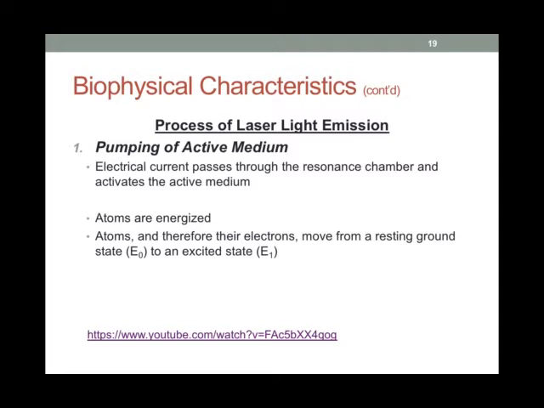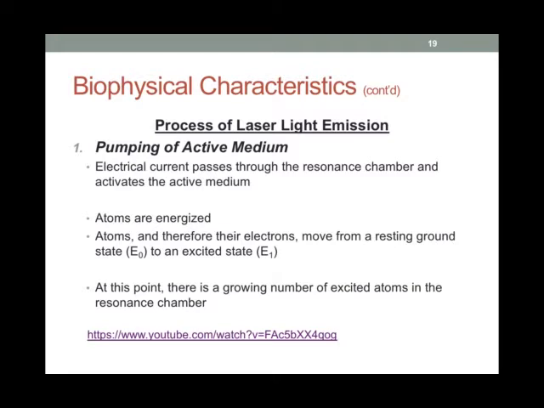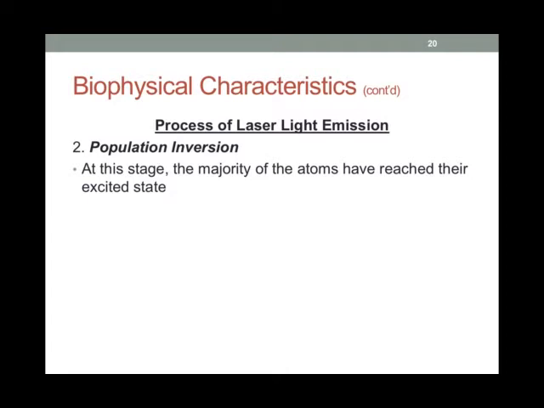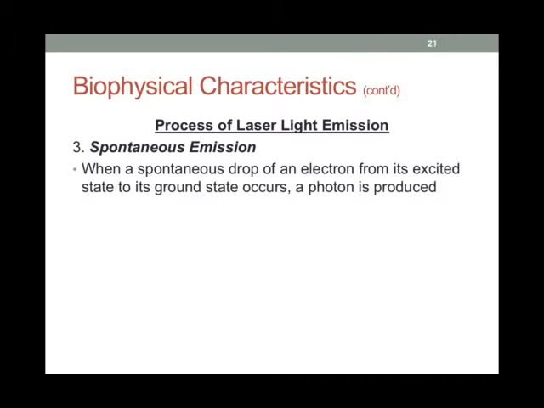That means that the electrons of those atoms move from their resting ground state, or E0, to an excited state. Okay, and as more and more of the electrical current is passing, there's a growing number of excited atoms in the resonance chamber. Okay, so what do those atoms do? At a certain point when the majority of atoms have reached their excited state, we call that a population inversion. So there's an inversion of the electrons of those atoms to an excited state.